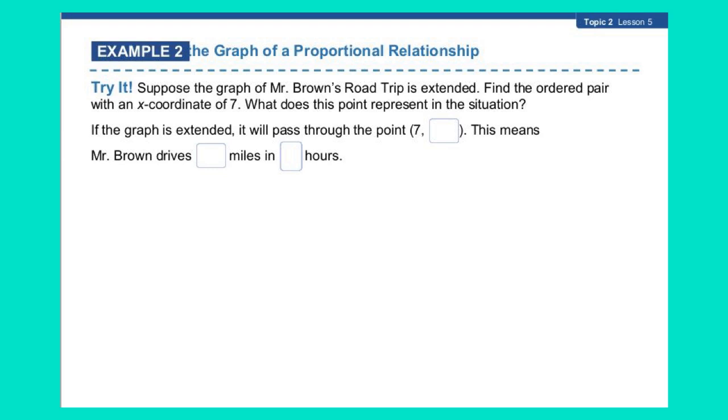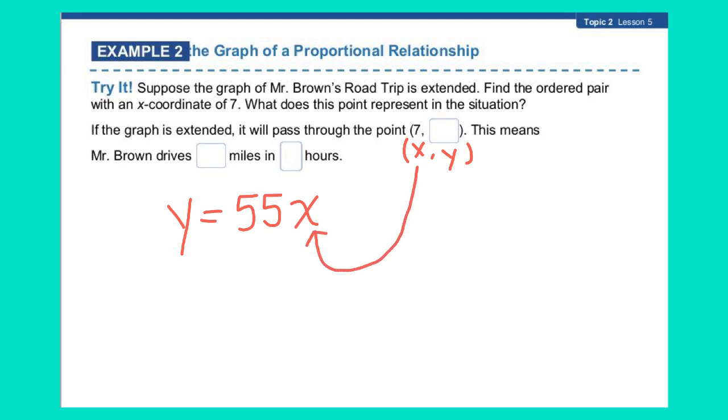So let's just go back to our equation. Y equals 55x. Remember, Mr. Brown is going 55 miles every hour. In our ordered pair, that first number is your x, the second number is your y. So we want to take that 7 and put it right there. If you don't see an add, subtract, multiply, or divide symbol, the default is multiplication.